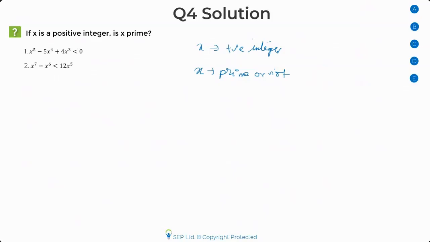There are two kinds of DS questions. I'm sure by now you must know that. One is the "what is the value of x". One is a yes no type of question. So this belongs to a yes no type of question. Okay, is x prime? You need to answer either yes or no.